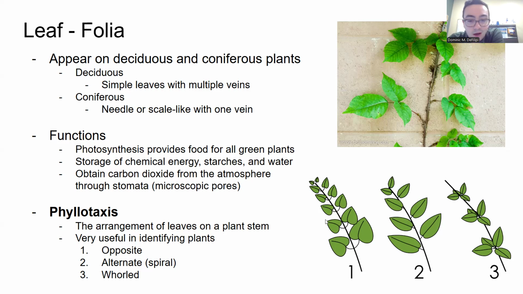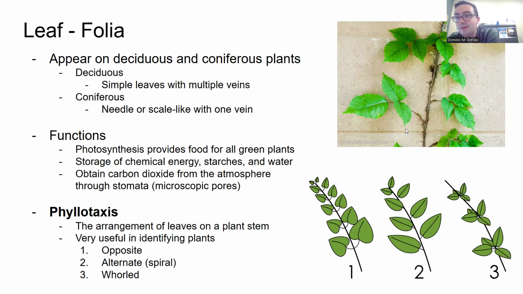So 1 is opposite. You see there are 2 leaves coming out of the same area of the stem, but they're on opposite sides of the stem. We have alternate, or spiral sometimes, which alternates left then right, left then right, so on and so forth down the stem. And then we have whorled, which is where the leaves grow off in little sections, not directly off of the stem, but they grow together in different areas.